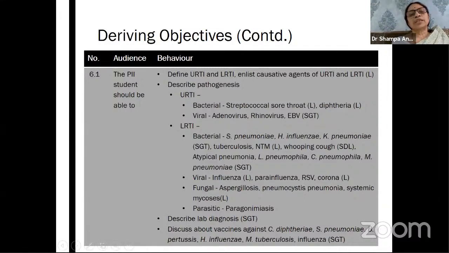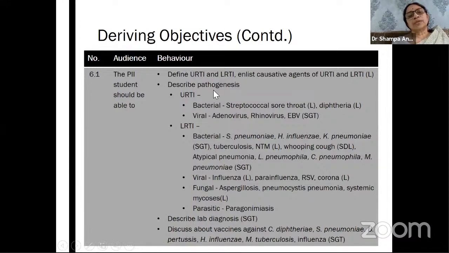And what do we expect the student to have learned from that competency? So first, he should be able to define upper respiratory tract infection and lower respiratory tract infection. What do we mean by upper respiratory tract and lower respiratory tract? What are the infections of upper respiratory tract and lower respiratory tract? Like rhinitis, pharyngitis, adenitis, they might go in upper respiratory tract, whereas bronchitis, bronchopneumonia will definitely go in lower respiratory tract. Then enlist the causative agents of these infections. So these all can go in a lecture. This is the K domain.